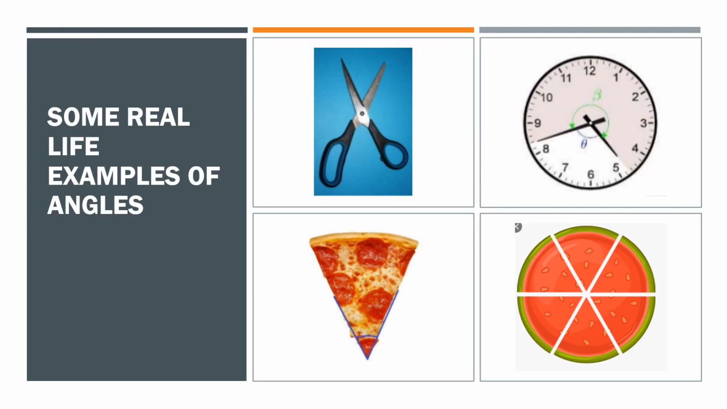Here are some real life examples of angles. We can see angles formed by scissors, by the arms of a clock, by a pizza slice, or when we are cutting watermelons into triangles. Did you find any of these in your home?